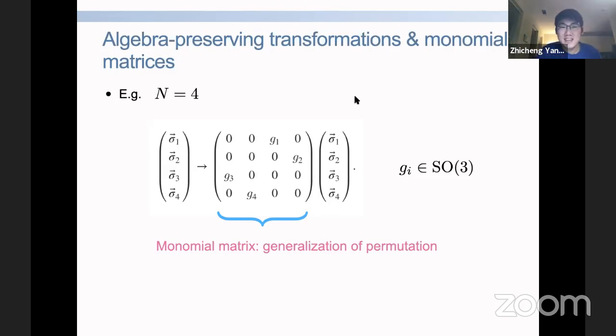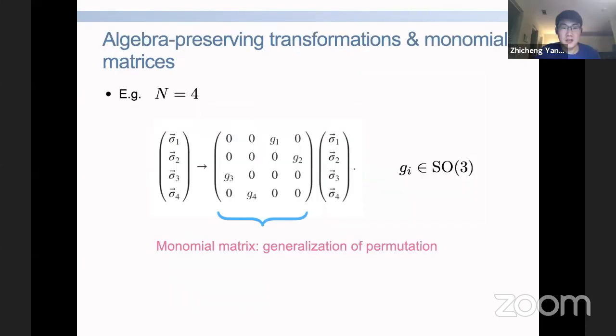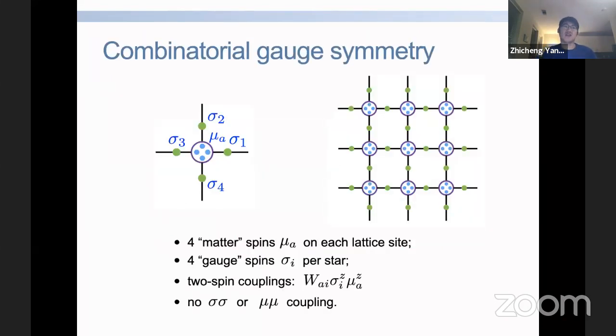Okay. Now with the monomial matrix, we can go on and talk about this combinatorial gauge symmetry. Our construction is the following. On the lattice, we put spin degrees of freedom on the links, which we call the gauge spins. Here we denote the gauge spins by the green dots, and we call them sigmas. On each lattice site, we put 4 auxiliary degrees of freedom, which we call matter spins. Here they are denoted as blue dots, and I label them as mu.